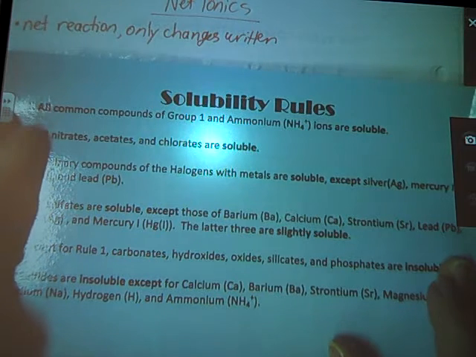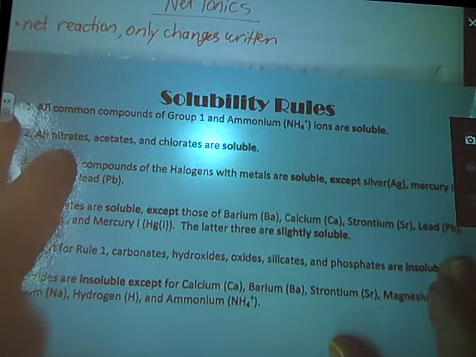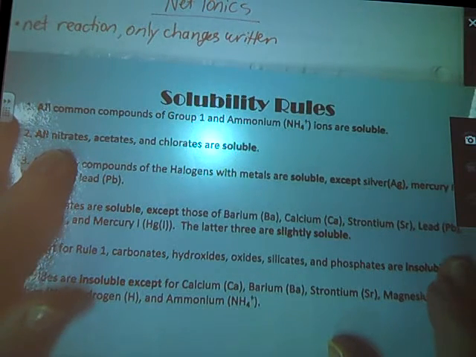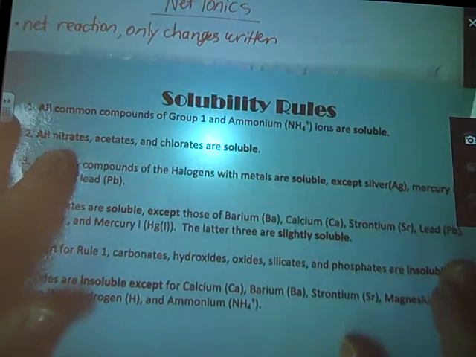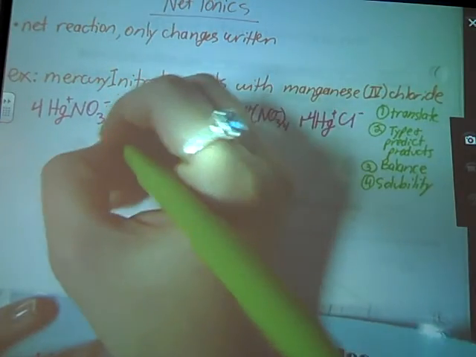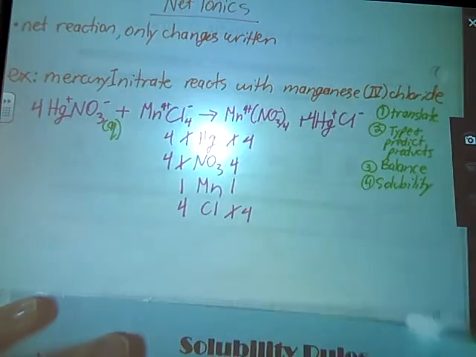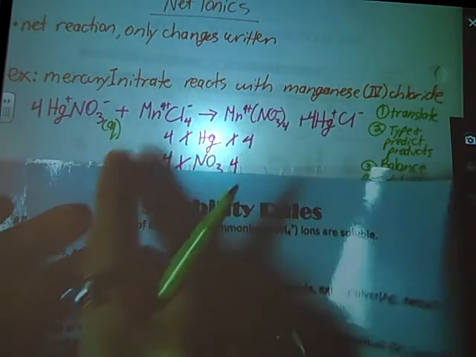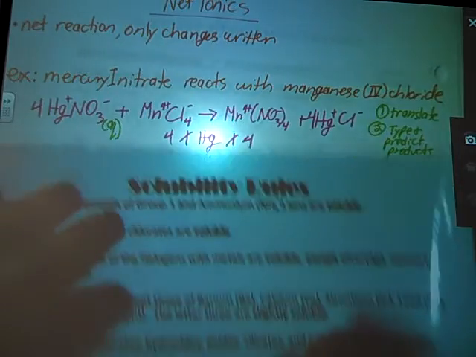Rule 1, all common compounds of group 1 and ammonia are soluble. Well, mercury is neither. Doesn't help much. Rule 2, all nitrates, acetates, and chlorates are soluble. Well, heck, I have a nitrate. That makes mercury nitrate soluble.